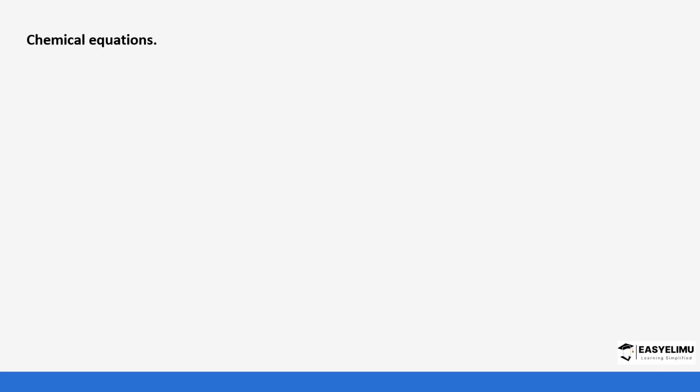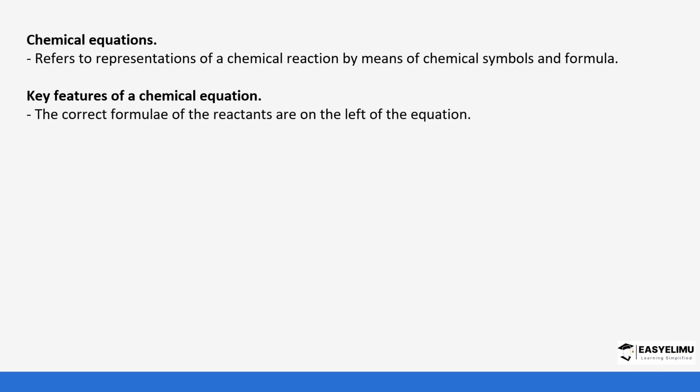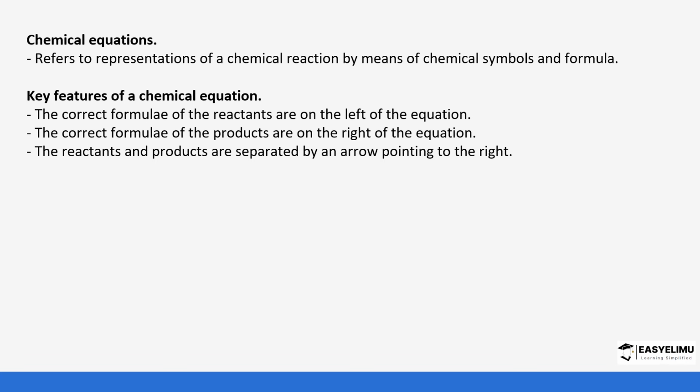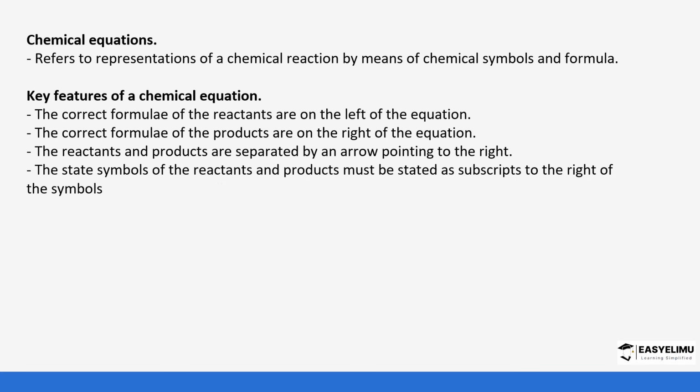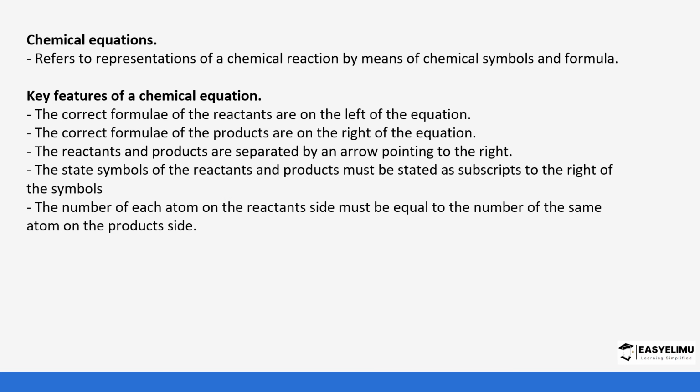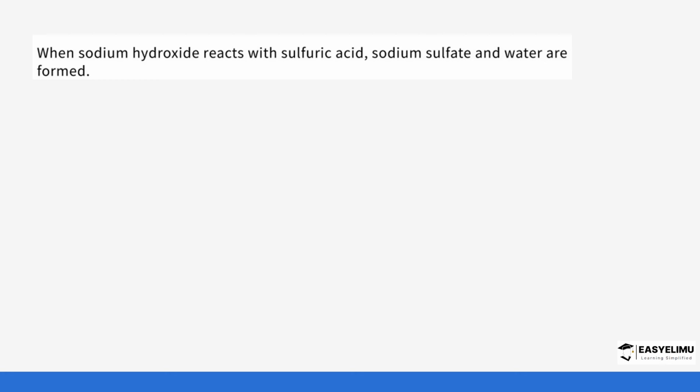So we said for a chemical equation to be correct, you need to have correct formulas on the reactant, correct formulas on the product. They need to be separated with an arrow, and then you need to have correct state symbols. And then after that, we balance it. And we balance so that we can get the equal number of atoms in the reactant and equal number of atoms in the product.